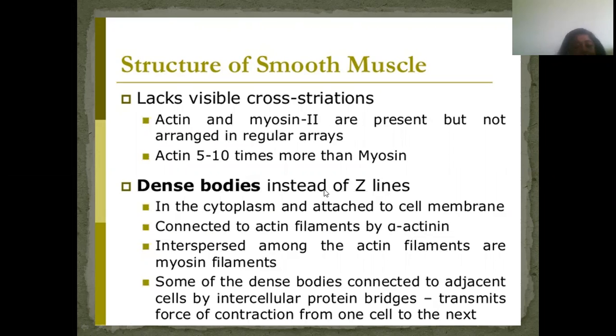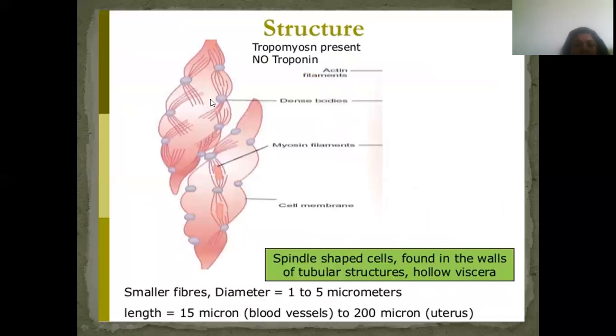Second point is that instead of Z-lines, they have dense bodies in the cytoplasm and attached to the cell membrane. They are connected to actin filaments by alpha-actinin. So here you can see the structure of the muscle. Tropomyosin is present, but troponin is absent. These are the actins, these are the dense bodies. Here you can see the diagram. These are the myosin filaments, and this is the cell membrane.